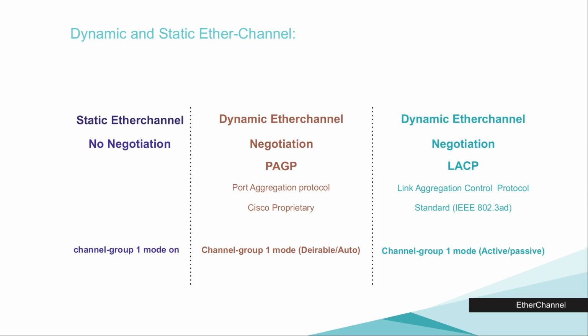We have another dynamic Etherchannel protocol, which is LACP. LACP stands for Link Aggregation Control Protocol. This is a standard protocol, which means we can configure it on any network device. It was created by IEEE, and the standard name is 802.3ad. The interfaces will negotiate the Etherchannel when using LACP, and the command also will be channel-group and the group number, mode, and we can choose active or passive. The channel-group command will be under the interface sub-configuration mode.